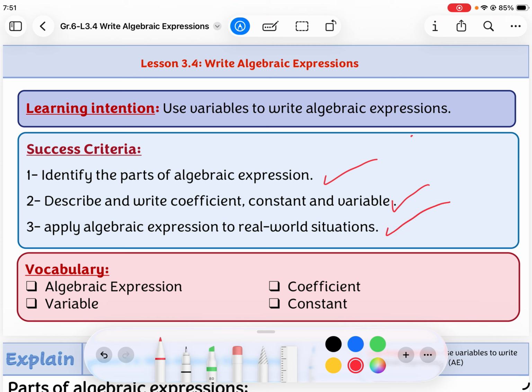The vocab words, you should focus a lot on them. You should focus on the words algebraic expression. You should know what an algebraic expression is, what a variable is, what a coefficient is, and what a constant is. Okay, so let's move on.